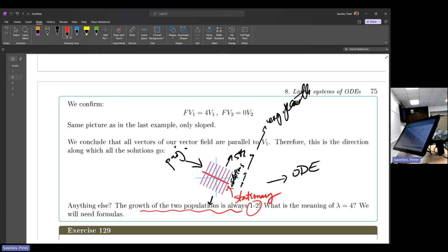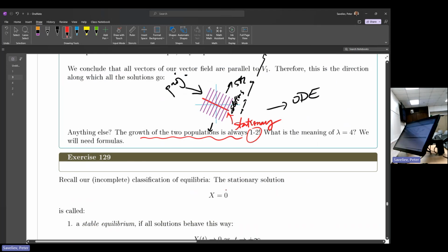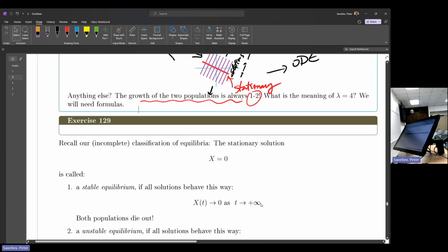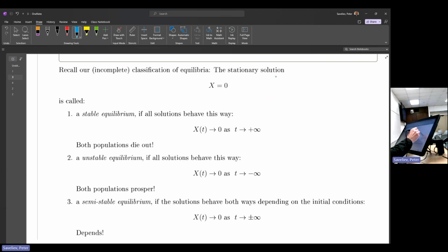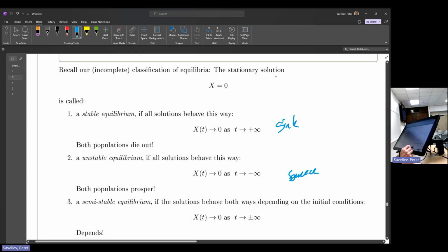In this degenerate non-generic case there are no other directions; in the generic case, there will be particular special directions. But first, once again, classification. We already did this: stable equilibrium, unstable equilibrium, semi-stable equilibrium. The words we use are sink, source, and this one, a pass, even though it's not really a pass, but some of them go in and some are going out.